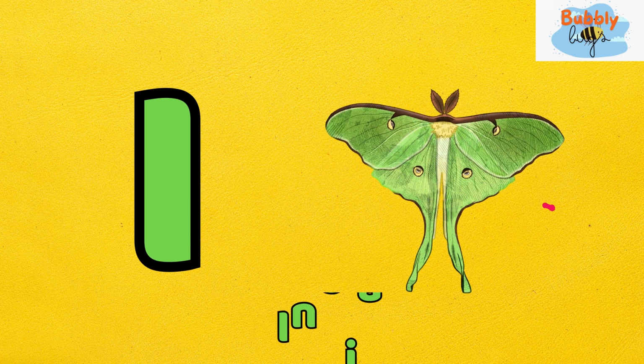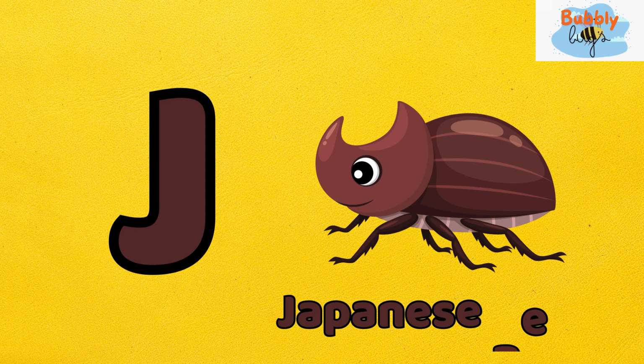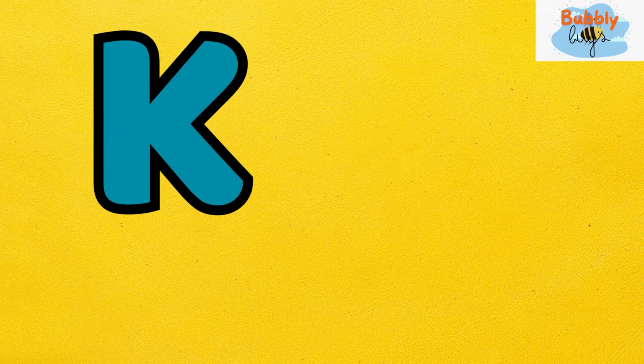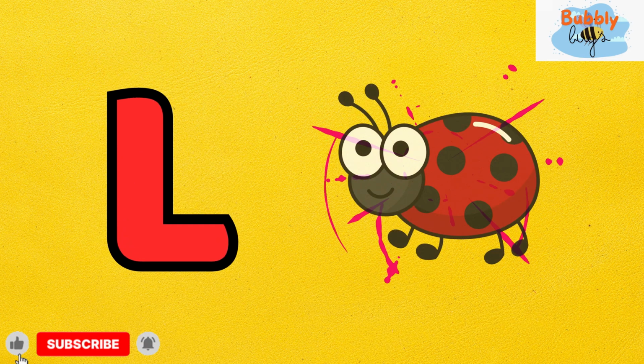I is for Indian meal moth. J is for Japanese beetle. K is for katydid. L is for ladybug.